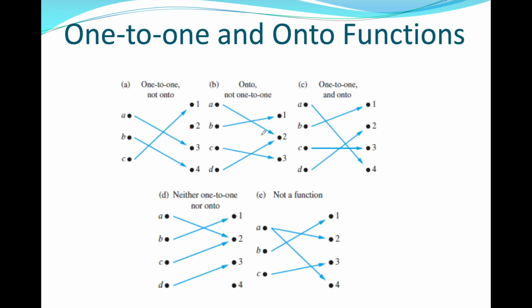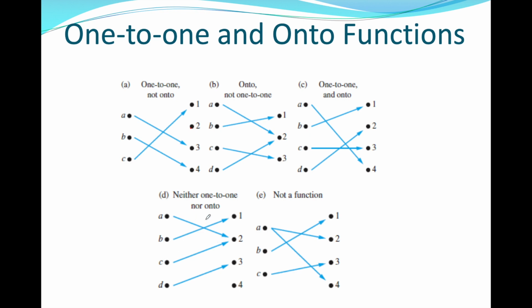It must be 1-to-1, right? So this one is 1-to-1 and onto. Why? First, you can check the 1-to-1. All these elements are connected to the codomain, and there are no two values of the codomain for one value of the domain, so it is 1-to-1. And for onto, you can check that every element in the codomain is related to one element of the domain.